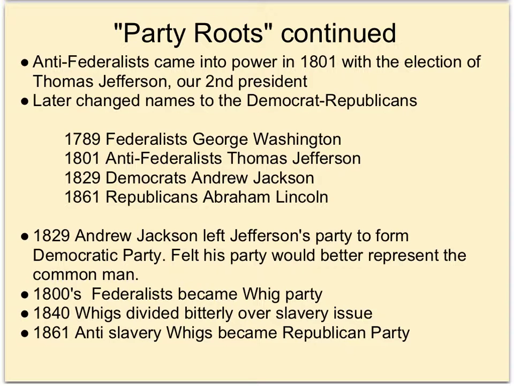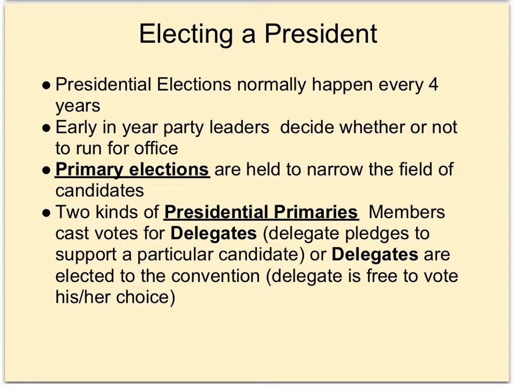In the 1800s, Federalists became the Whig Party. In 1840, the Whigs divided bitterly over the slavery issue. And in 1861, anti-slavery Whigs became the Republican Party. Electing a president. Presidential elections normally happen every 4 years. Early in the year, party leaders decide whether or not to run for office. Primary elections are held to narrow the field of candidates.